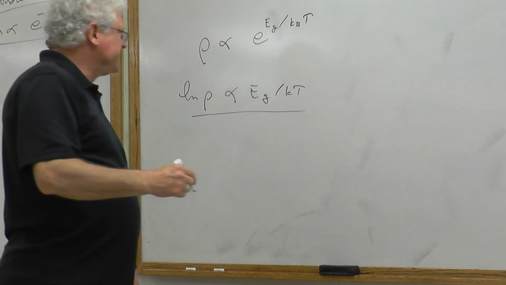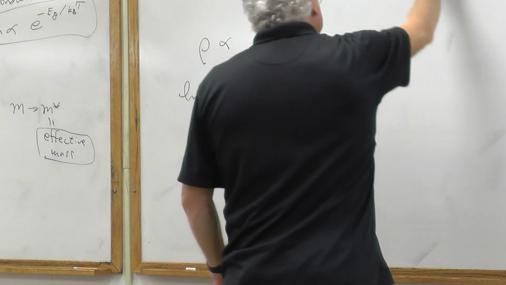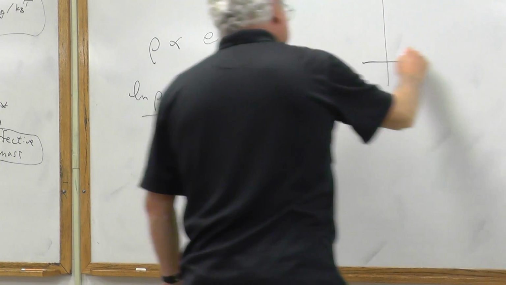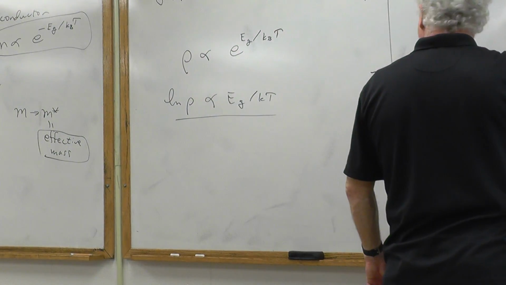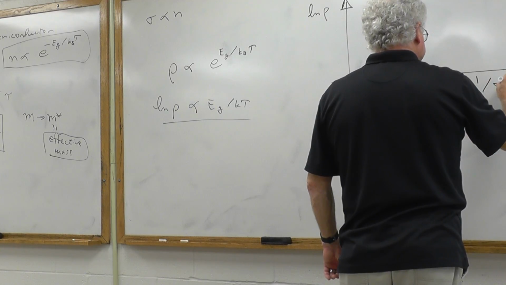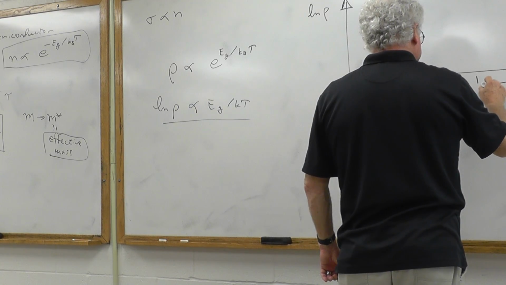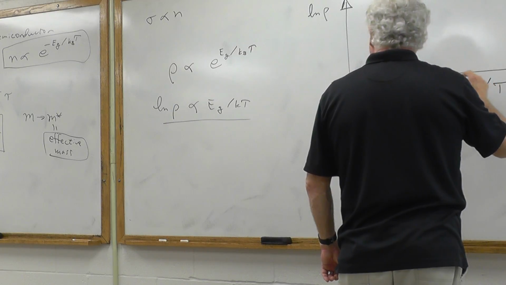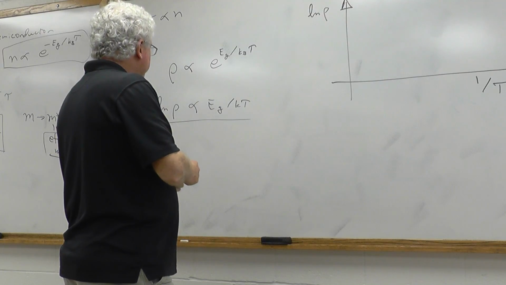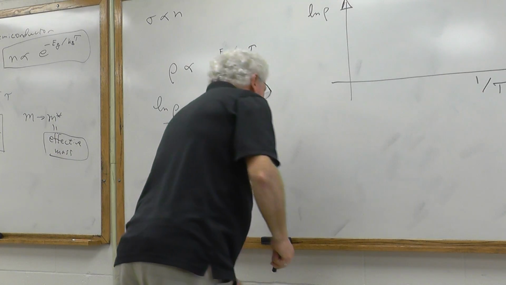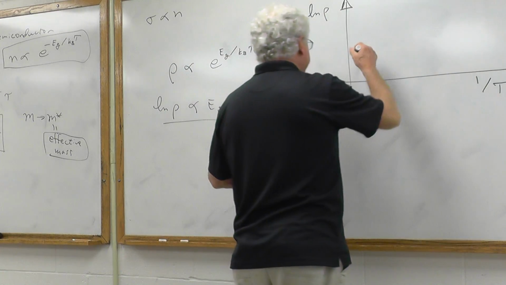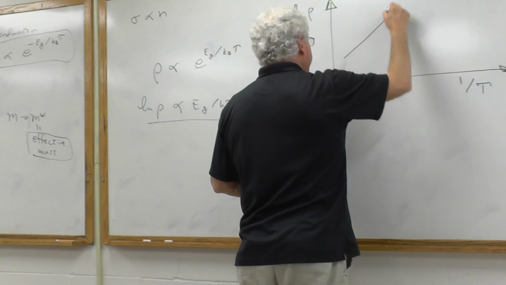And so that means that if you were to plot log of rho versus 1 over T, or 1 over kT. So as T goes to 0, rho goes up, so I think it would go like this. It would actually be a straight line.